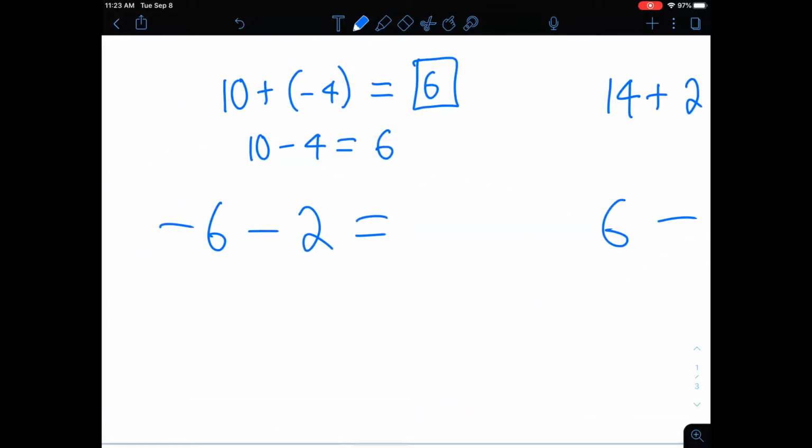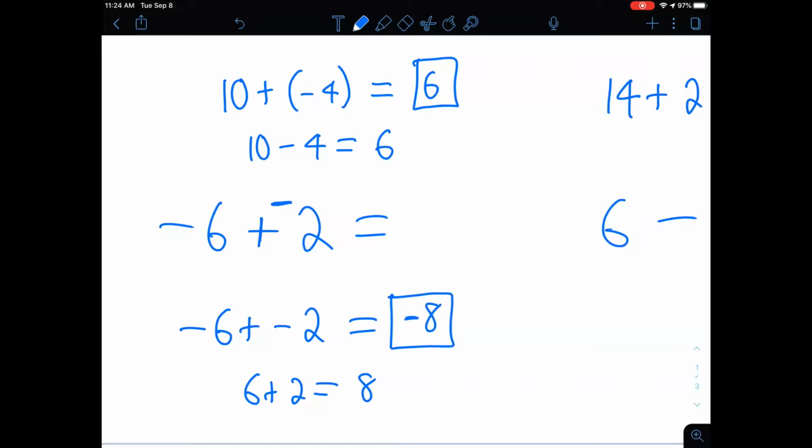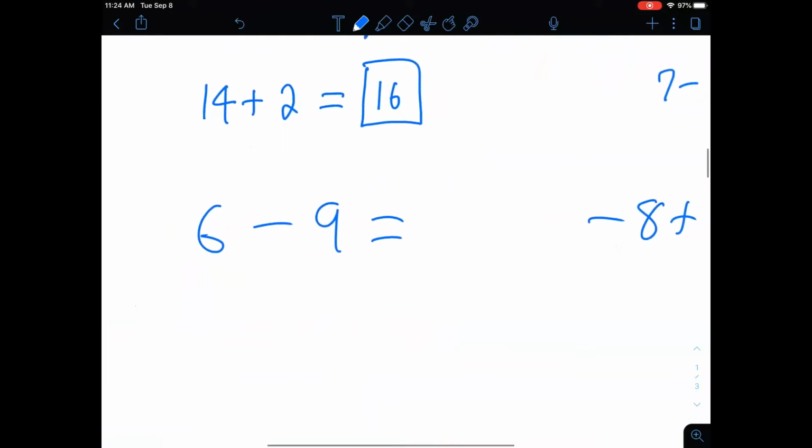All right, negative 6 minus 2, we are subtracting, so we need to change it. So change the sign, add a line. Negative 6 plus negative 2. Now we're adding, same signs or different signs? Negative 6, negative 2 are same signs, they're both negative, so we're going to add them. 6 plus 2 is what? Equals 8. And we're going to keep the sign the same, which is going to be negative 8, because they're both negative. 6 minus 9, same signs or different signs?